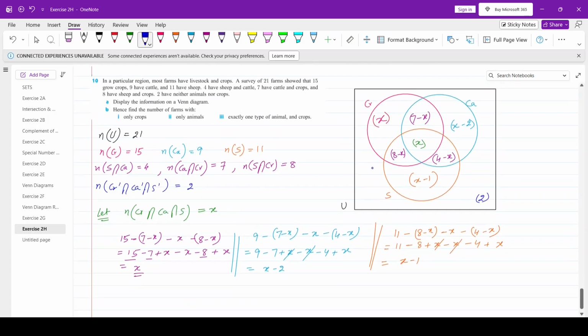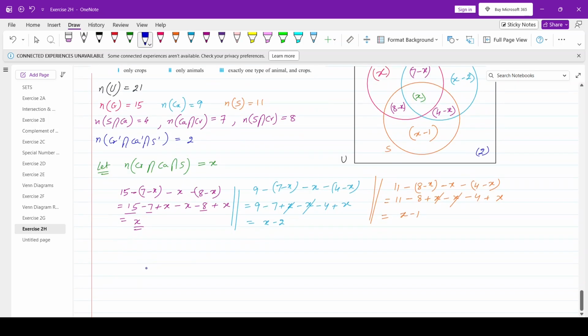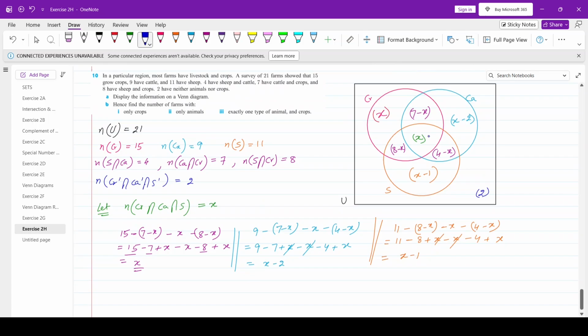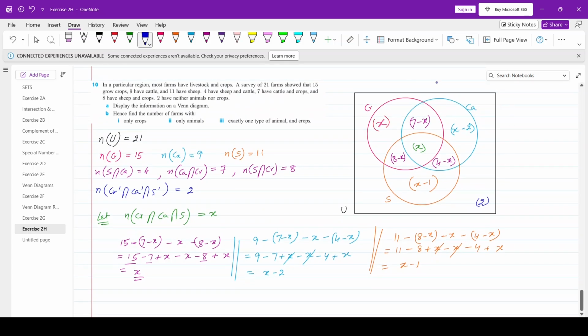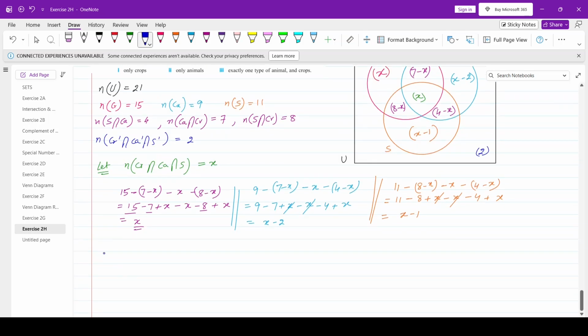Now from this Venn diagram we can say the sum of all these elements is going to be the number of elements in the universal set, 21. So 21 is equal to X plus 7 minus X plus X minus 2 plus 8 minus X plus X plus 4 minus X plus X minus 1 plus 2.